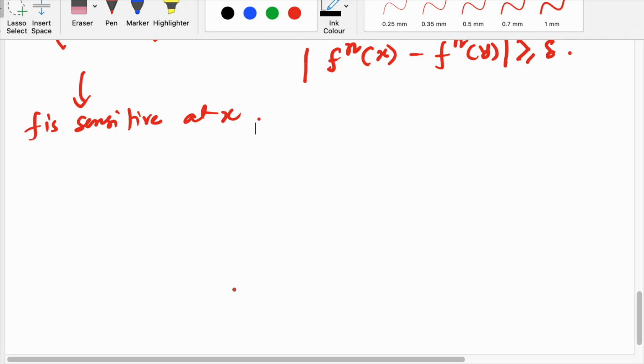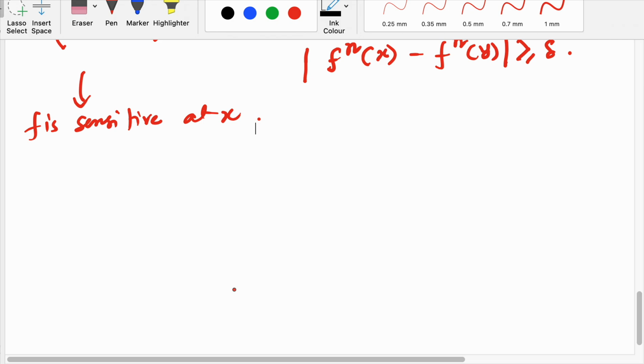Now, what does sensitivity everywhere mean? Here it is for only a particular x. In the case of the logistic map you will find that it is actually sensitive at every point. Sensitivity everywhere means chaos, but sensitivity at only one point does not mean chaos. In the next example I will show you one example of this sensitivity.